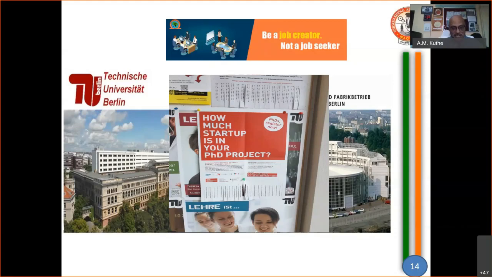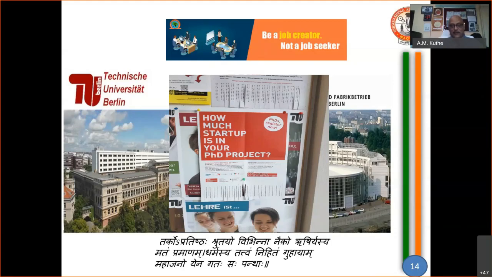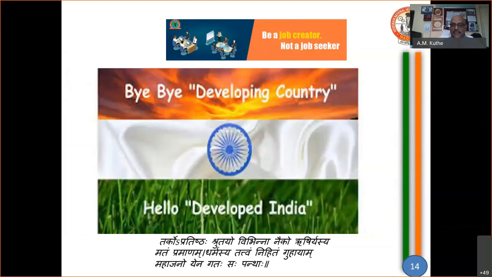So Berlin, it's Germany, and that's why we say that we should follow the developed country. That's what our honorable past President Abdul Kalam said, that we need to change our status from developing to developed, and that's why I have mentioned that particular Sanskrit shloka there. The last line of it shows: Mahajano yena gatah sa panthah. So we need to say bye bye to developing country and hello to developed India. And we want the students entering into research to be job creators and not job seekers.